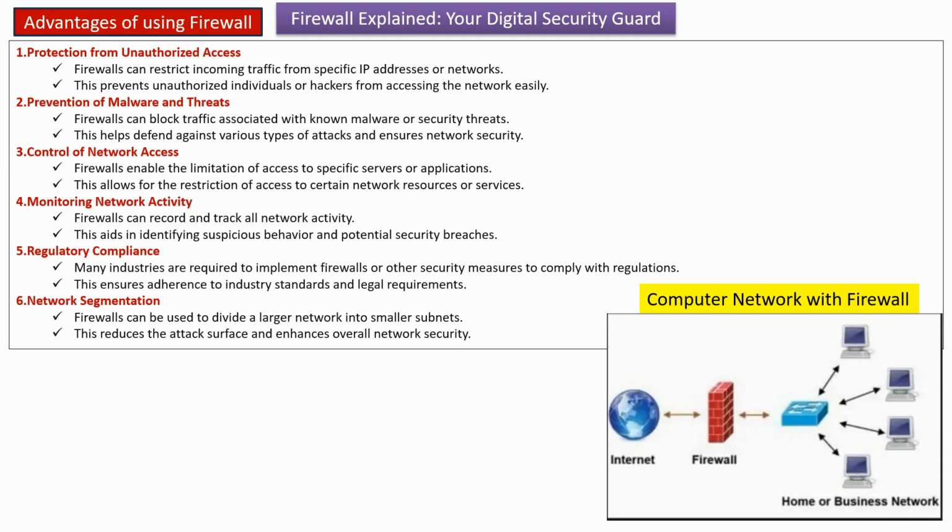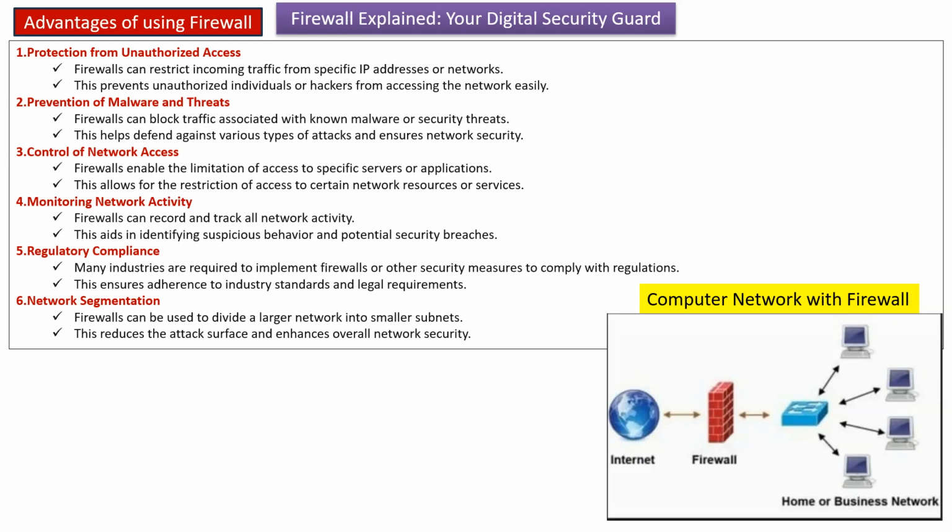The fourth one is monitoring network activity. Firewalls can record and track all the network activity. This aids in identifying suspicious behavior and potential security breaches. Fifth one is regulatory compliance. Many industries are required to implement firewalls or other security measures to comply with regulations. This ensures adherence to industry standards and legal requirements.